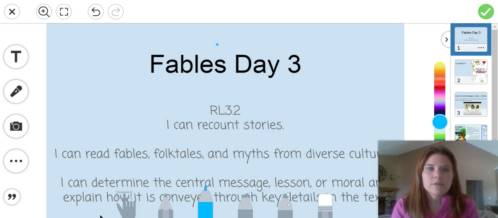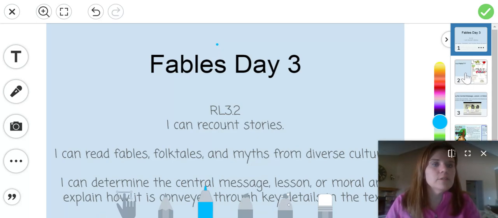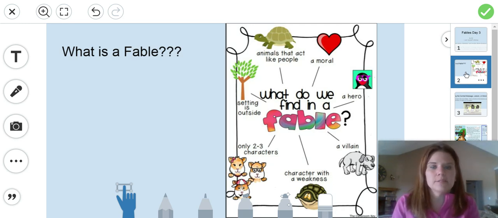And then we are going to look for key details in the text that helped us figure out the moral. Okay, so we're going to do one together and then I'm going to have you try one on your own. So your two jobs today are finding the moral and then finding the key details in the text. All right, so let's take a look just to review what a fable is.